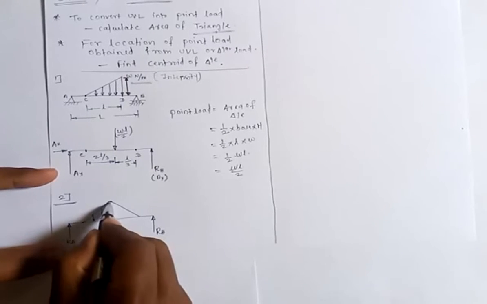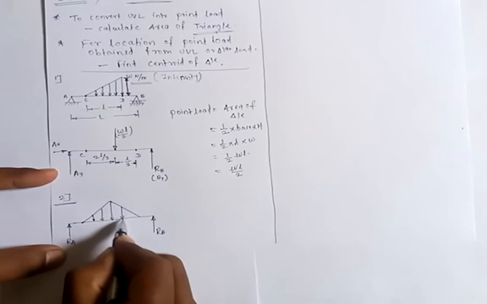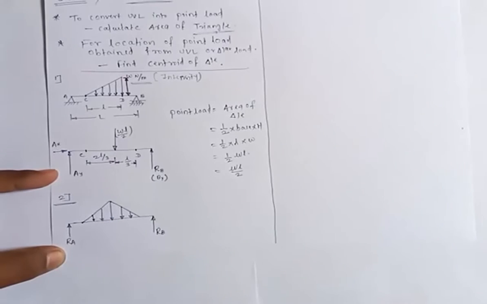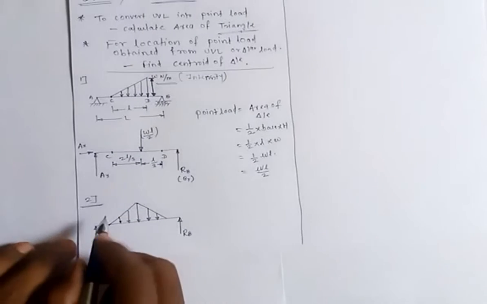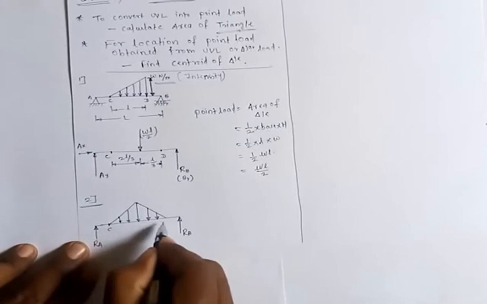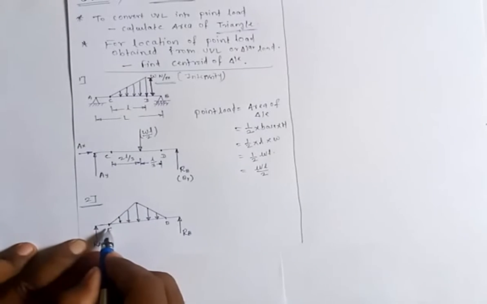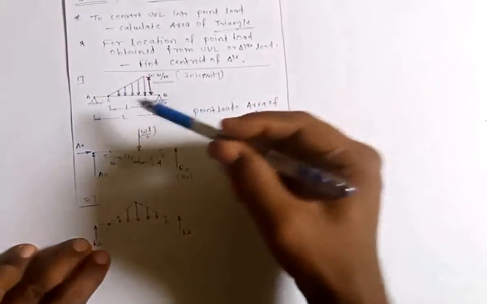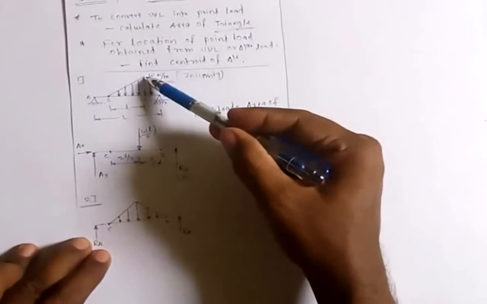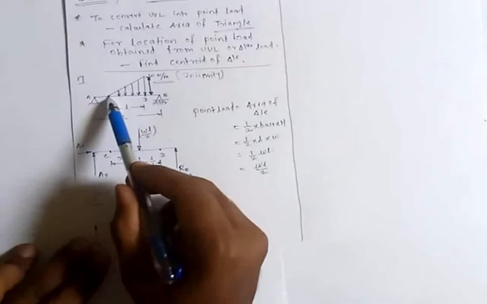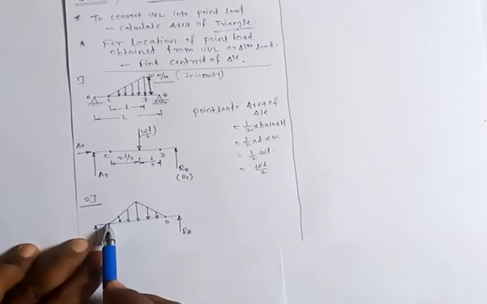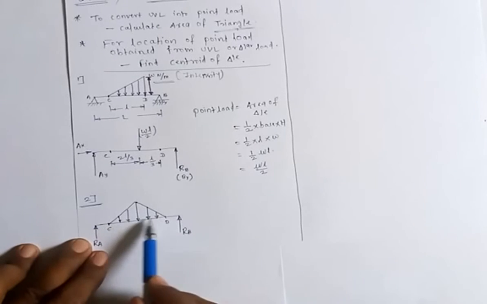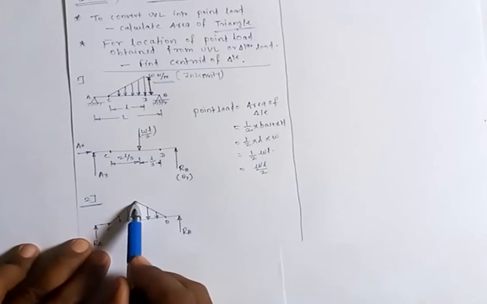You can observe the difference now. Let this point be C and this point be D. The triangular load is acting between C and D, but you can see the difference here. In the first case, at C the intensity was 0 and at D the intensity was maximum, so we got a right angle triangle. Here you can see that at C the intensity is 0, at D also the intensity is 0, but in between C and D, at the center, the intensity of the load is maximum.